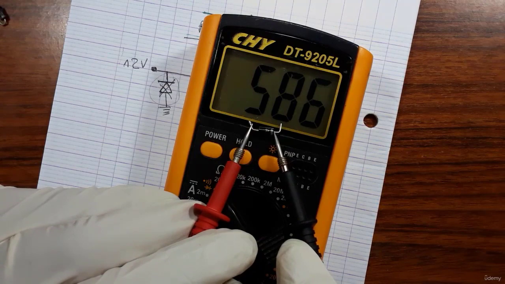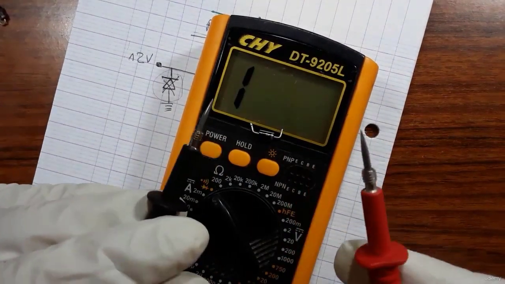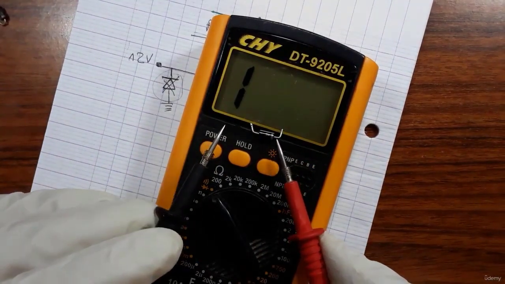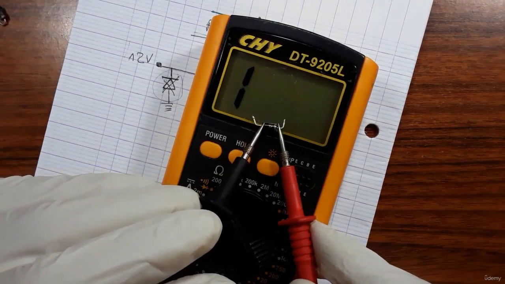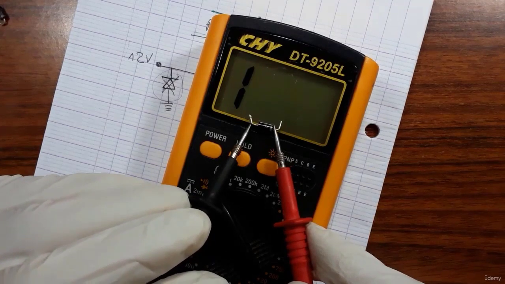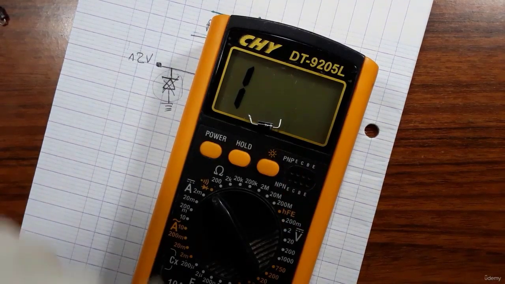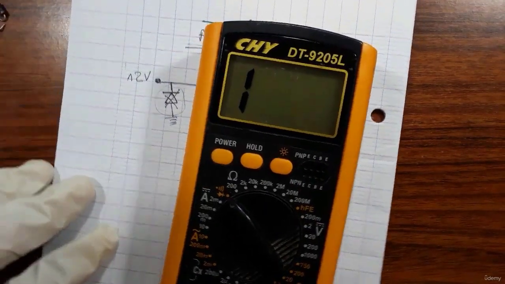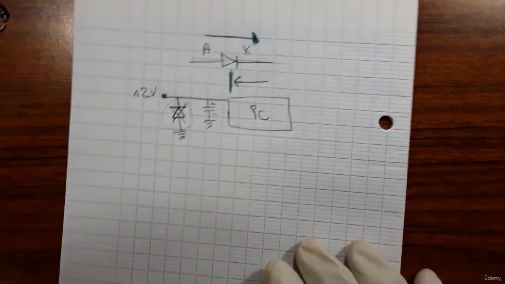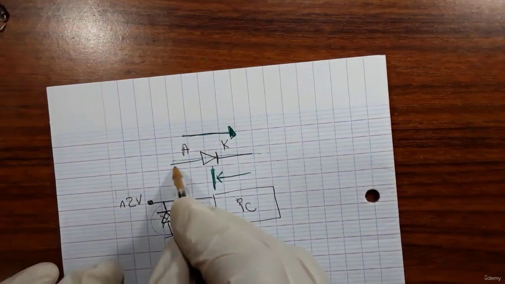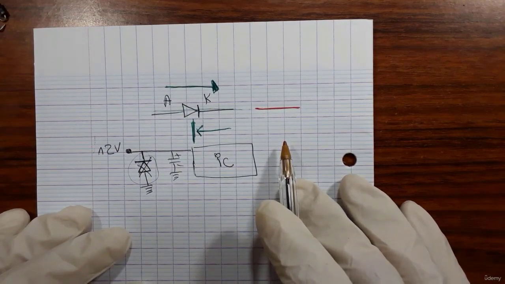As you see, we have a reading. But if we invert this, now we put the red probe on the cathode and the black probe on the anode, and you don't get any reading. So this diode is good. When the diode is bad, you will hear a buzzer in the multimeter. When the diode is bad, the diode will be like a wire, and you will hear a buzzer in the multimeter.